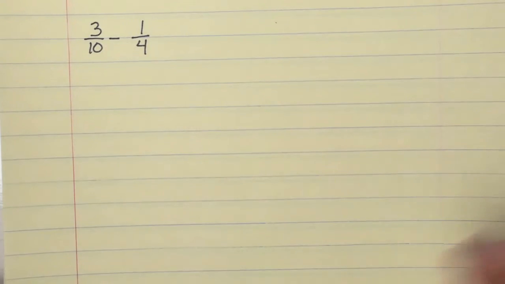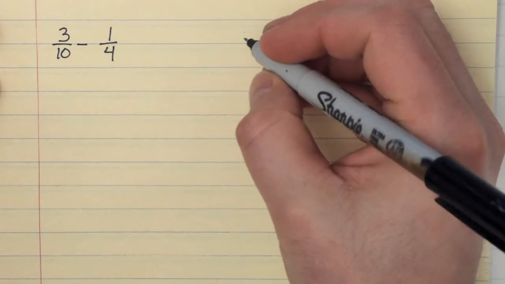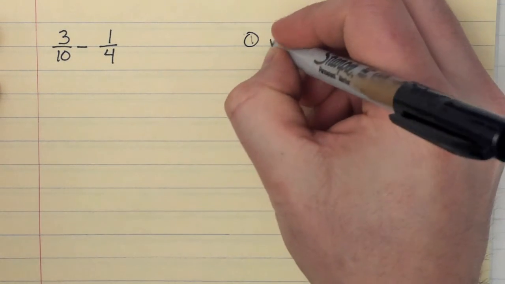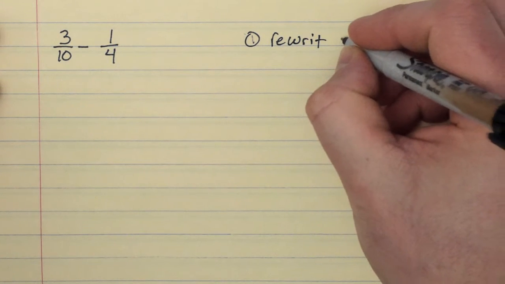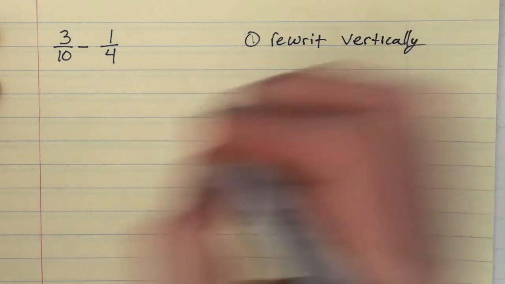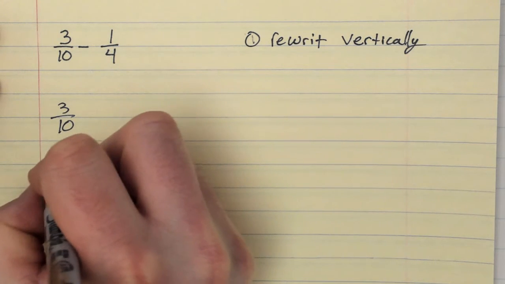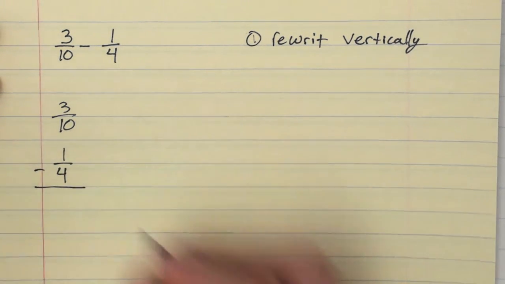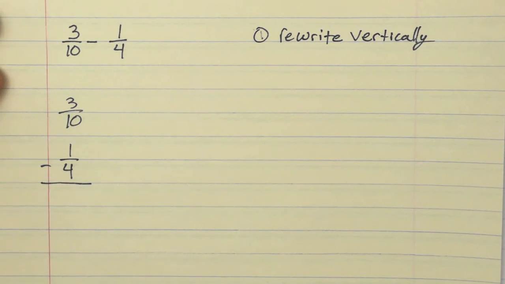Today, in this video specifically, we're going to talk about the specific steps we do. So as we go through this, we're going to talk about the steps. The first step we always do is rewrite vertically. So we're going to go 3/10 minus 1/4.